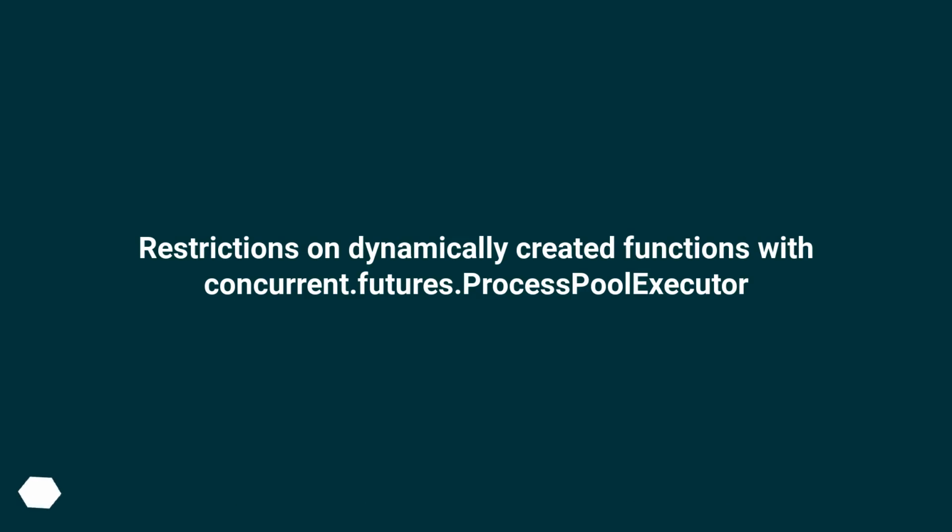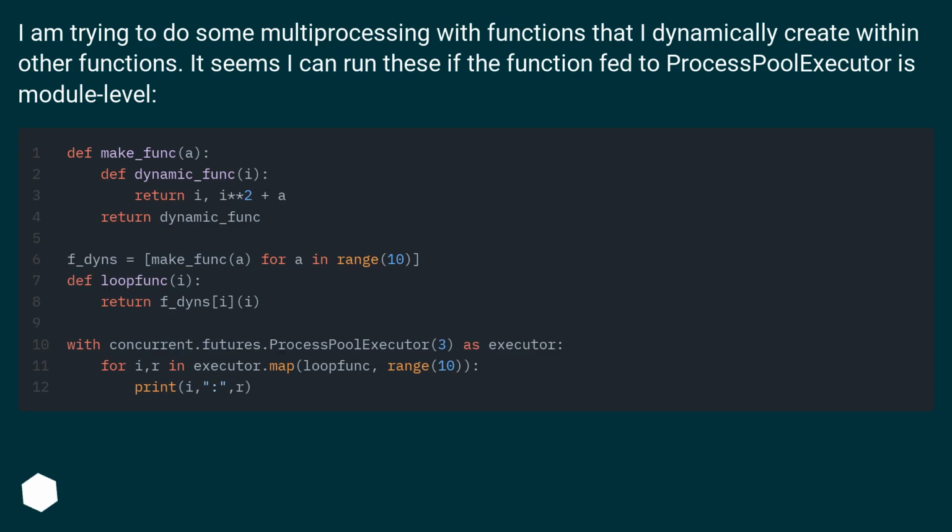Restrictions on dynamically created functions with concurrent.futures.ProcessPoolExecutor. I am trying to do some multiprocessing with functions that I dynamically create within other functions. It seems I can run these if the function fed to ProcessPoolExecutor is module level.